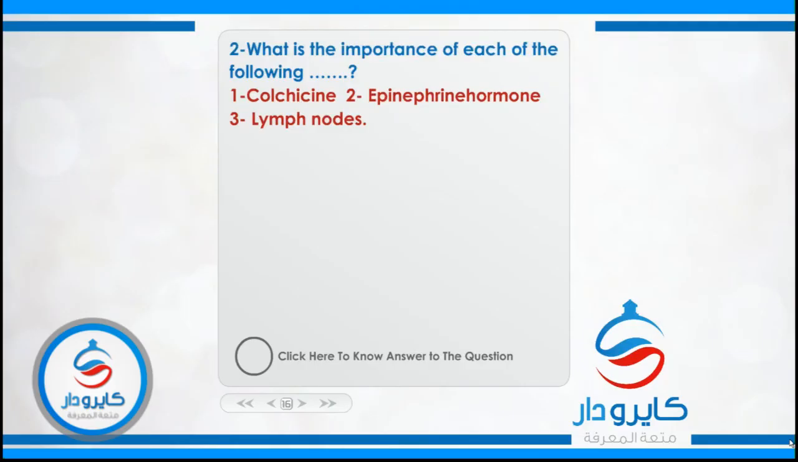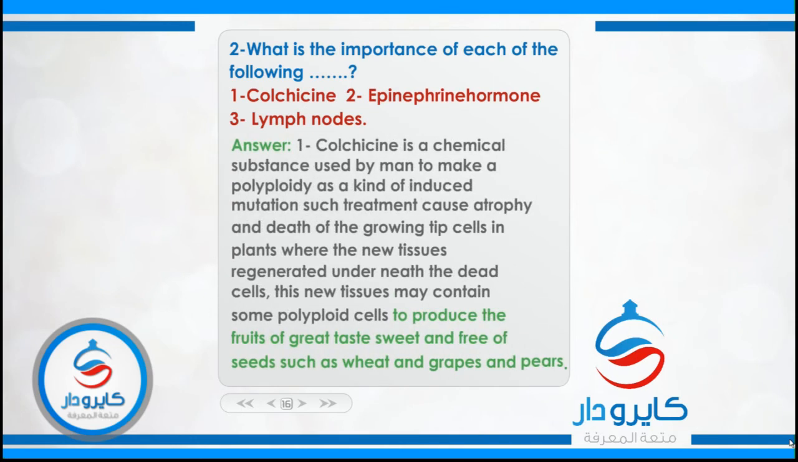What is the importance of each of the following? Colchicine, epinephrine hormone, and the lymphatic nodes. Colchicine is a chemical substance, like nitrous acid and mustard gas. Man uses these three chemical substances. Treating the growing tip with colchicine, for example, causes atrophy of the upper part and those cells die, but the cells beneath the upper part grow and form 2N, or the cells can divide without the formation of the middle lamella, so the cells can produce polyploidy, or 4N chromosomes.